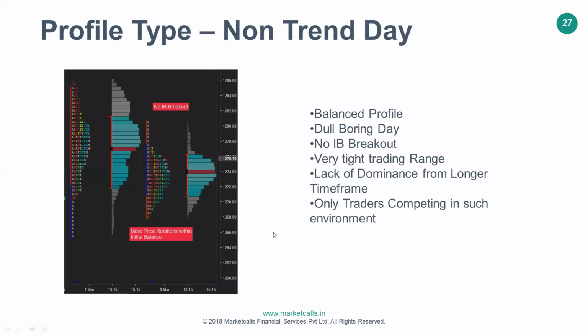So one of the very first examples is the non-trend day. On a non-trend day, you'll see that the first 1 hour is dominated by the traders. The IB range, the initial balance, gets formed, and more trading activity happens inside the IB range. Volume will be dull, volume will be boring, price activity will be boring. You can feel the dullness throughout the day. Those days are dominated by the intraday traders.